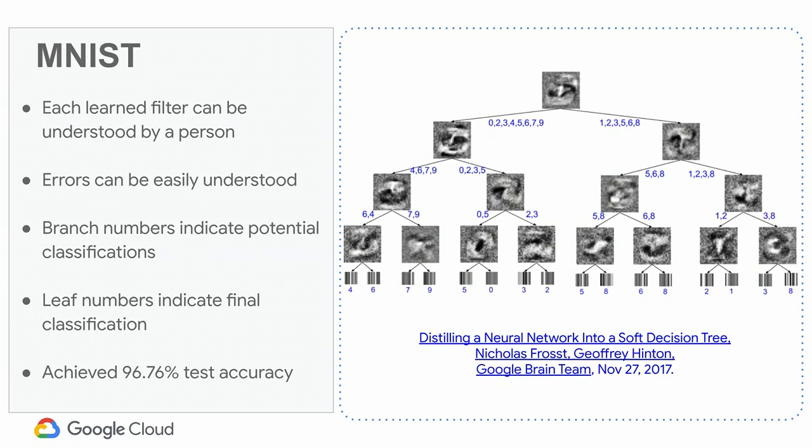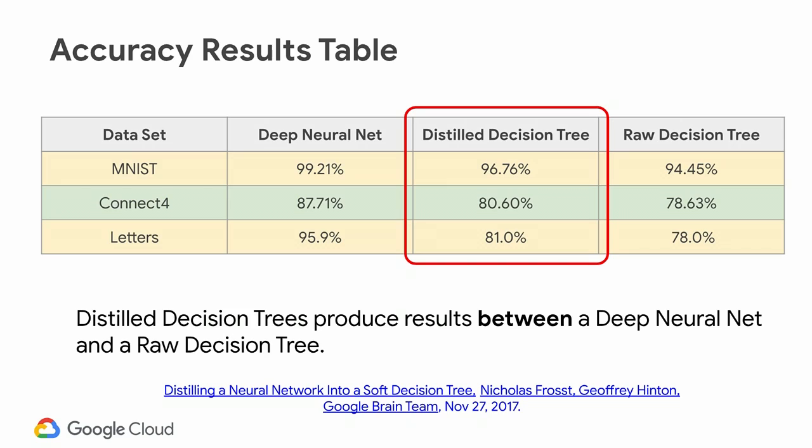So what they did in their research, they took this complex convolutional neural network, learned layer by layer what the decision was, and converted that to a decision tree. By that, they got a 96% accuracy in solving it that way. This chart demonstrates three examples: one is MNIST, the other is Connect 4, and the letters. The deep network gave very high accuracy, like 99%. Letters 95, Connect 4 is 87.7.